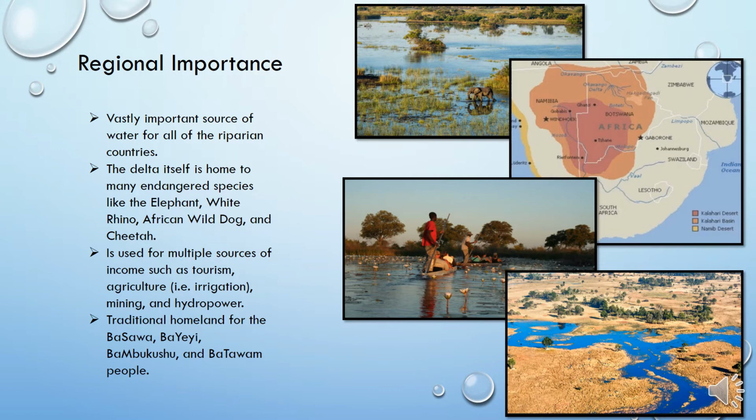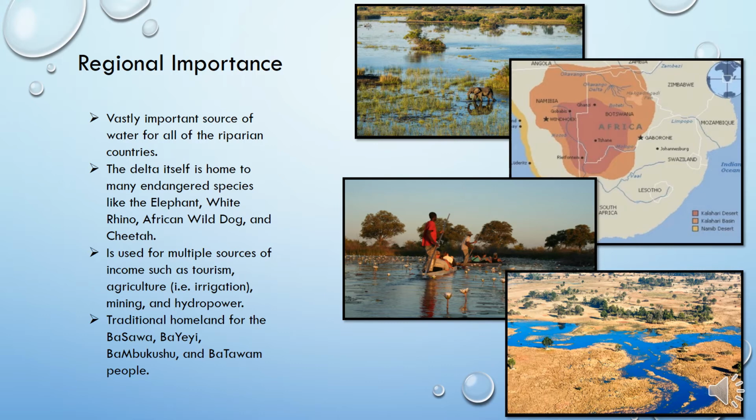This delta, because of its water and the sedimentary parts of it, is extremely diverse ecologically and is home to many different endangered species like the elephant, white rhino, African wild dog, and cheetah. It is also used for multiple sources of income, such as tourism to come see these different animals, agriculture, as mentioned before, both within the delta and the water used for irrigation outside the delta. Botswana is primarily wealthy because of the diamonds that it's found. Therefore, any places like the Okavango Delta are routinely dredged in order to find different minerals, but primarily diamonds. And then the water is also used in all three countries for hydropower.